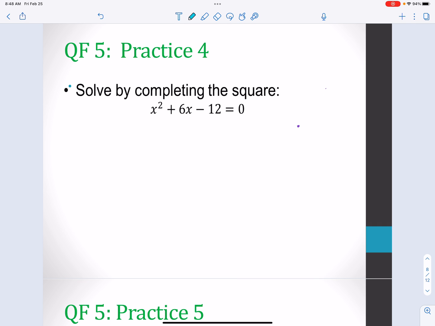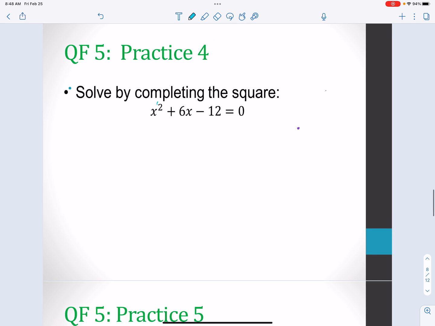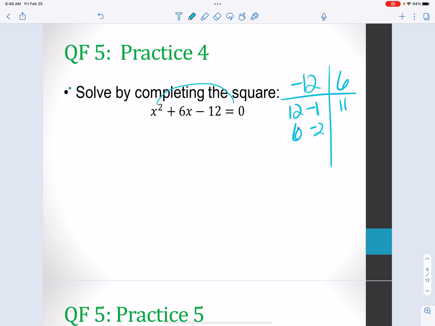So if I graph this on my calculator, it doesn't have nice roots. And if I do factors of a negative 12 that subtract to 6: 12 and a negative 1 is 11. 6 and a negative 2 is 4. I just jumped 6. This thing is not factorable.